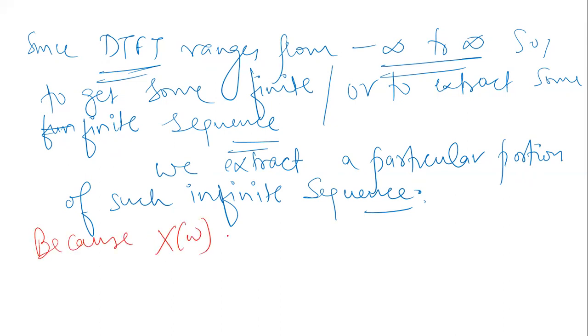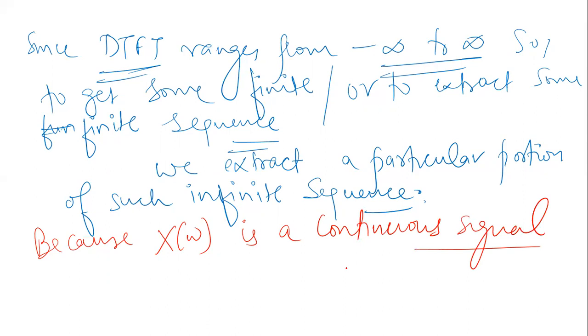x omega is a continuous signal. That means it is discrete with respect to time, but it is not discrete with respect to amplitude, kind of a continuous signal only. Okay, now how do we get the discrete signal out of this particular x omega?